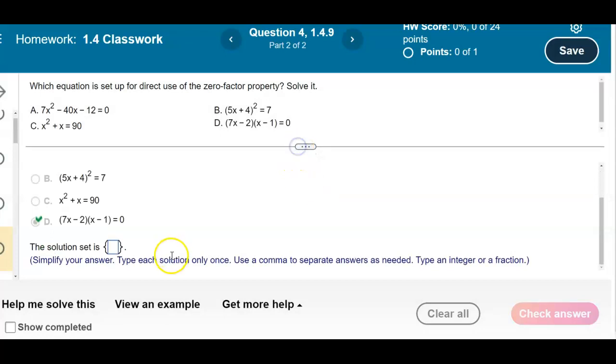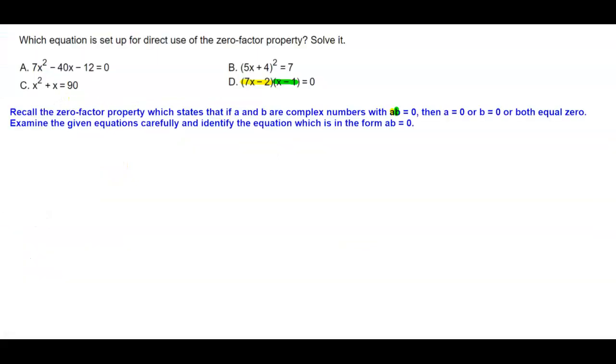Okay, now we want to be able to find the solution set because now they want us to set this up. So the next step is the following. We're going to take that result in part D, which is 7x minus 2 times x minus 1, set up equal to 0. So the property tells us that we need to set A equals 0 or B equals 0. Okay? So we have 7x minus 2 equals 0 or x minus 1 equals 0.